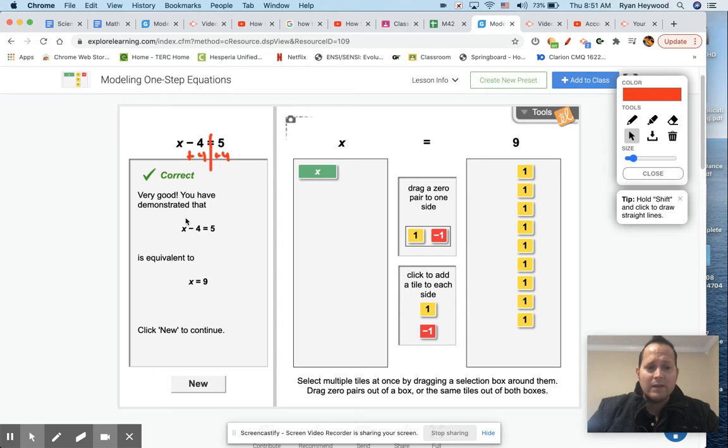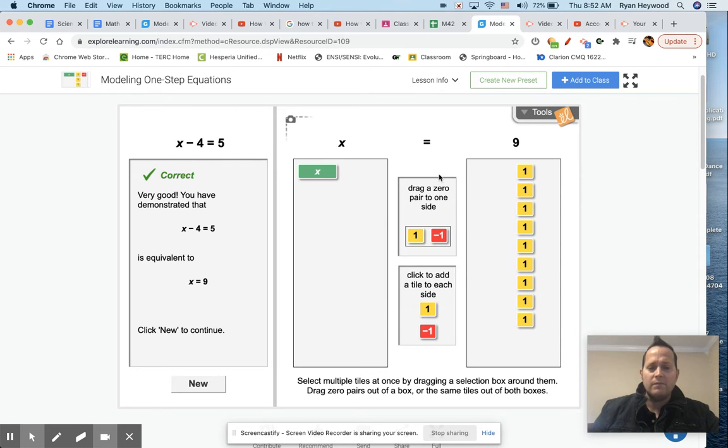Now, we've demonstrated that x minus 4 equals 5 is equivalent to x equals 9. We showed that -4 and +4 cancel each other out, leaving us with just x. We had 5 originally, and then we added 4 more to keep the equation balanced, so x equals 9. If we check our original equation, x minus 4 with x equals 9, 9 minus 4 equals 5, and 5 equals 5, so we are good. Okay, so that is how you do those.